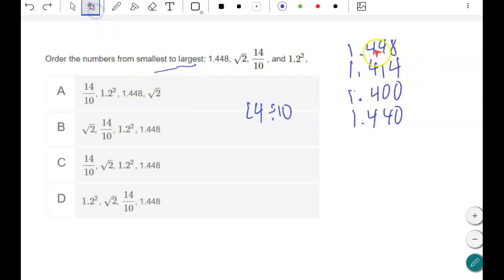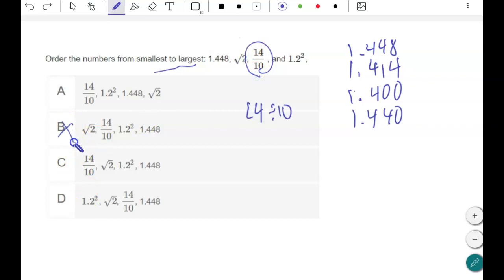So if you look at them all, they all start with 1. The tenths place is all 4. Now we're looking for the smallest one. So here's 4, 1, 0, 4, 0. Or you can just look at them as like this is 400, or 414, 440, 448. So 400 is the smallest. So remember that was this one. So that's our smallest one.